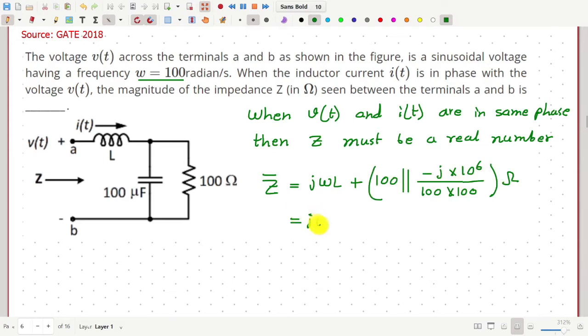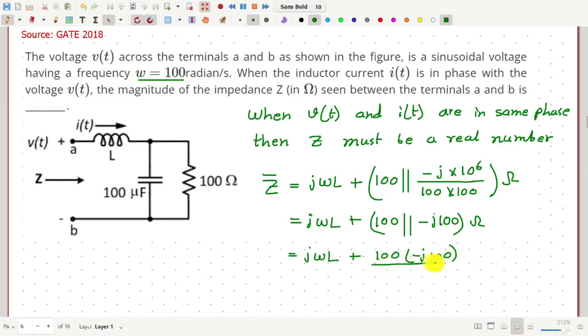This is equal to j omega L plus 100, and this is minus j 100, parallel minus j 100 ohm. This is equal to j omega L plus 100 into minus j 100 divided by 100 minus j 100. This is in ohm.